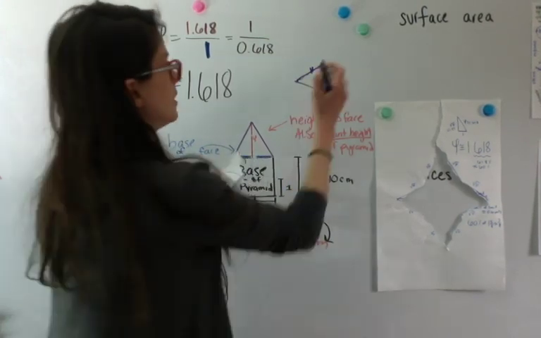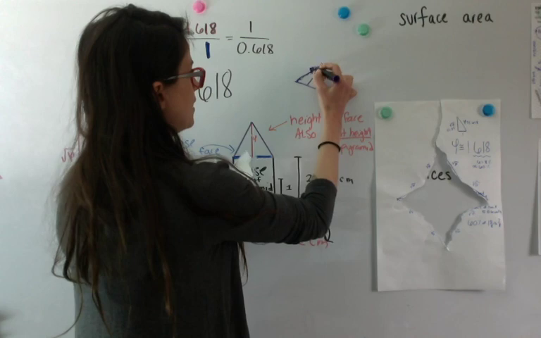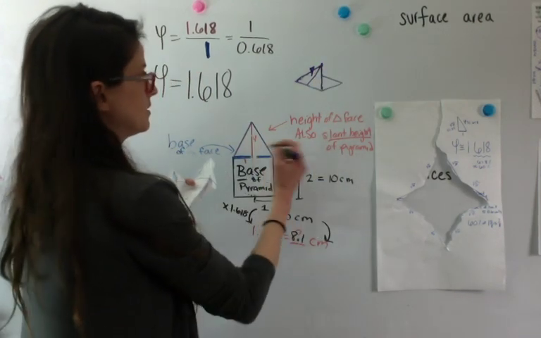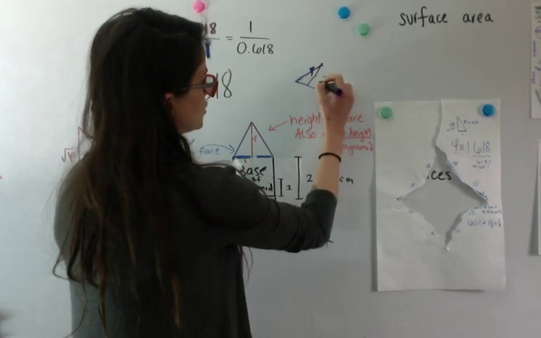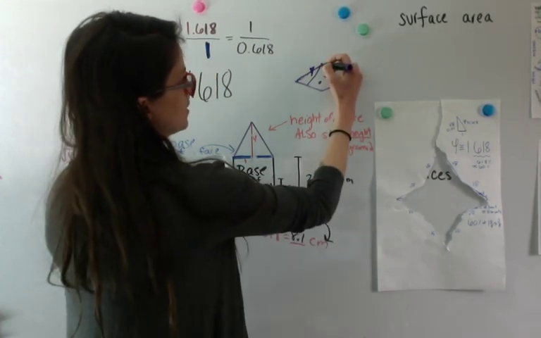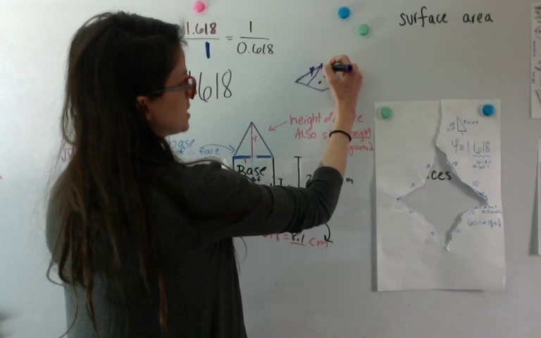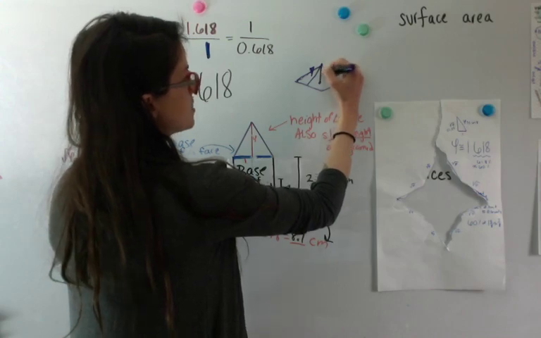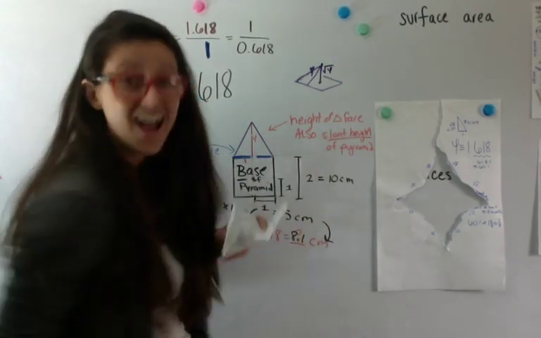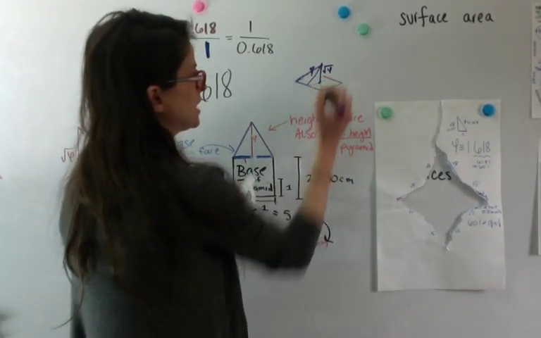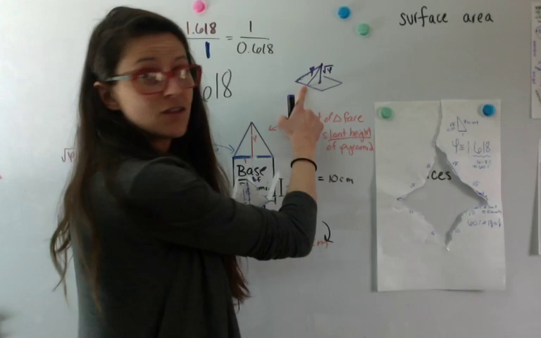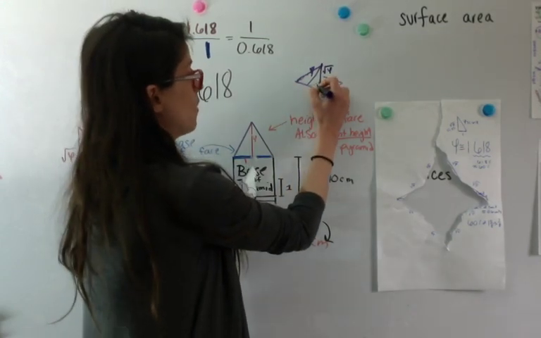Okay. Now this distance is phi. That's this height. Okay. And then if we have the center of the base, the apex is right above the center of the base of the triangle. That is the square root of phi. The height of the pyramid is the square root of phi, and then the distance from the center of the base to the edge of the base is 1, okay?